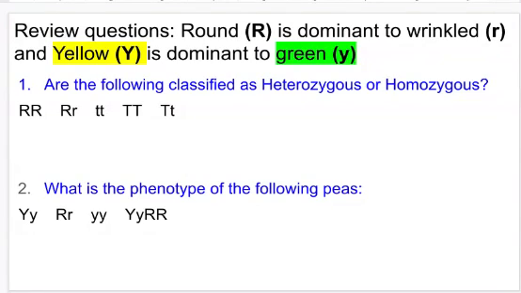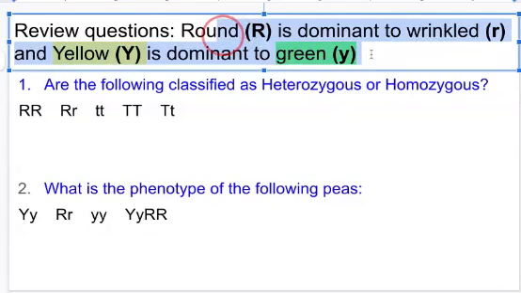Okay, so here's a couple more review questions. Now, remembering to look up here at this part here. So we've got the following pea plants, being classified based on their genotype being expressed here. Just remember that round is uppercase R and dominant, and wrinkled is recessive, lowercase r. And the color of the peas, yellow, is an uppercase Y, and it's dominant to green, which is lowercase y. So the question here asks you, are the following classified as heterozygous or homozygous?